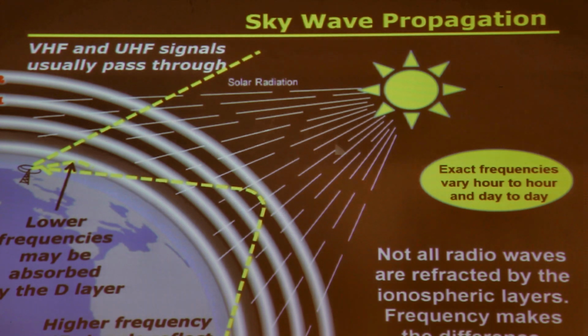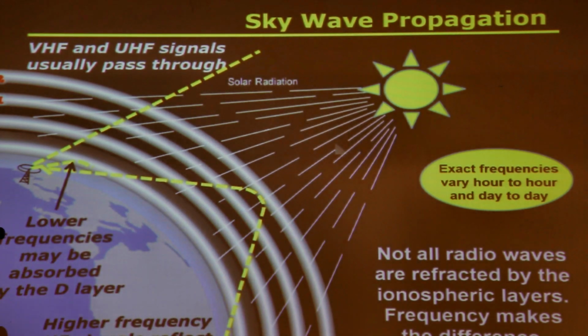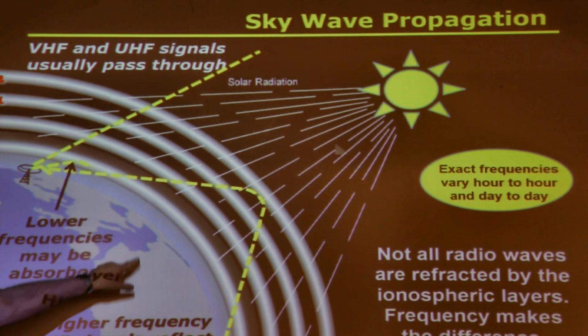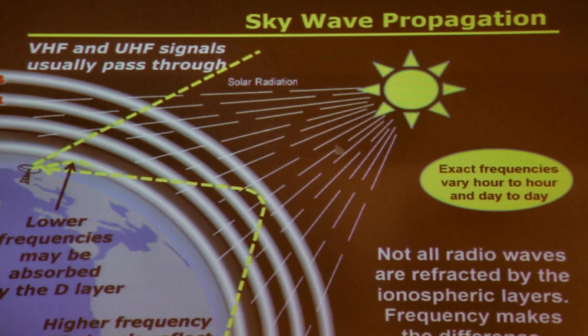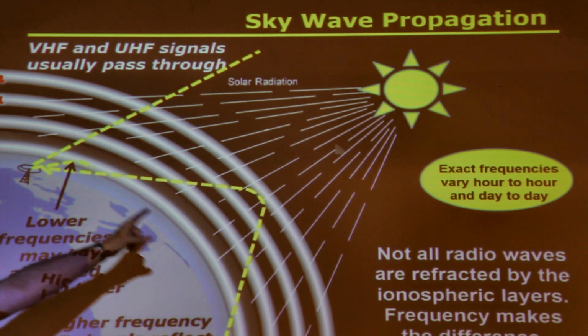For example, the lower frequencies. We talk about lower frequencies, 160 meters, for example, sometimes 80 meters, the broadcast band, which is down in the AM band. Those lower frequencies are pretty much absorbed by that first layer, the D layer, so they don't usually go very far. The D layer is really active in the daytime. Now, higher frequencies are going to go right through the D layer, maybe through the E layer, and they're going to reflect off of one of these higher layers.